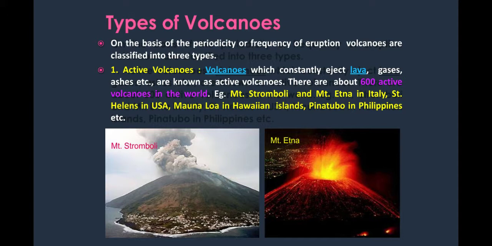The first one is active volcanoes. Volcanoes which constantly eject lava, eject means throw out lava, gases, ashes, etc., are known as active volcanoes. And there are about 600 active volcanoes in the world. For example, Mount Stromboli and Mount Etna in Italy, St. Helens in USA, Mauna Loa in the Hawaiian Islands, and Pinatubo in the Philippines. You can see the pictures here. These volcanoes are still active. From time to time they eject the lava, magma, all the interior of the earth comes out.